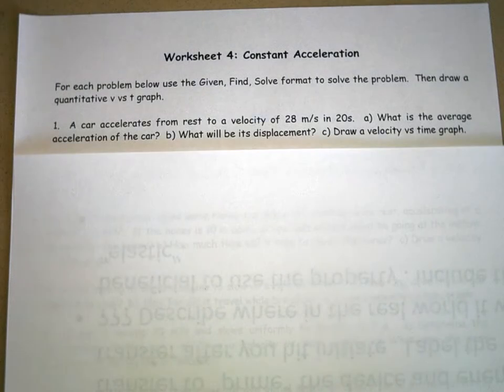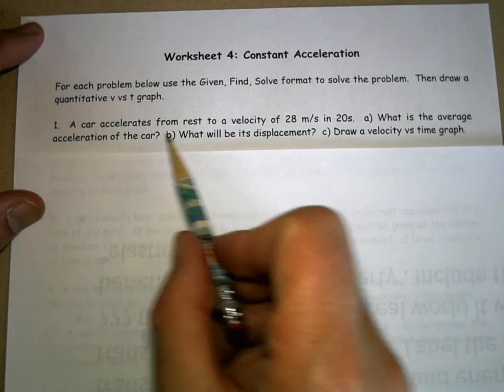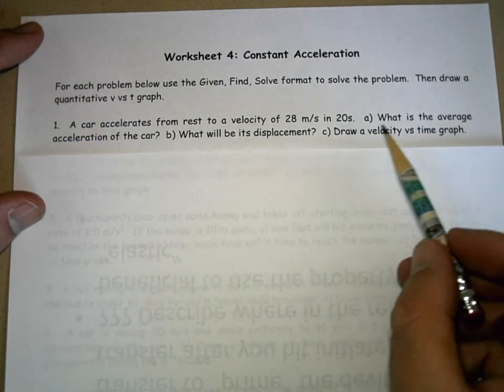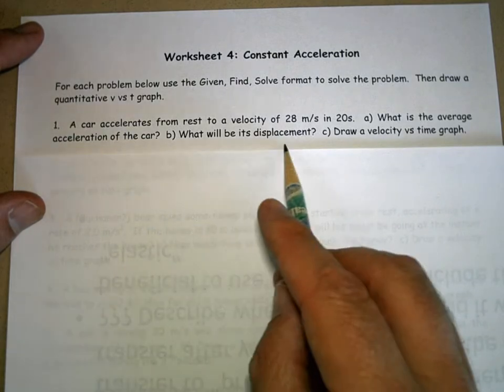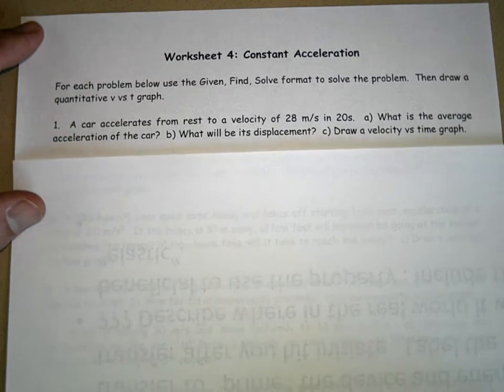The first problem says this. We've got a car that accelerates from rest to a velocity of 28 meters per second in 20 seconds. A, what is the average acceleration of the car? And what will be its displacement? And draw a velocity versus time graph.